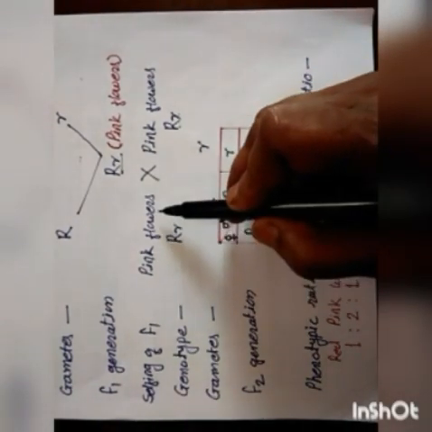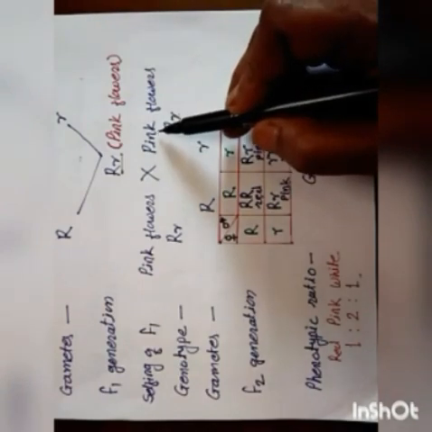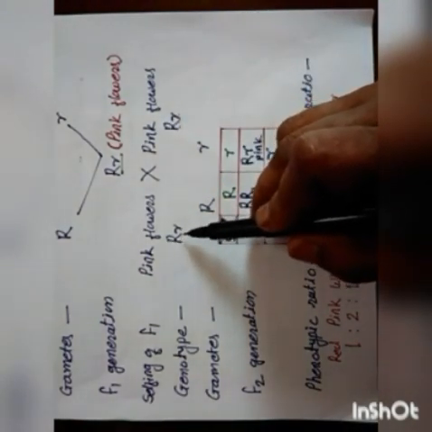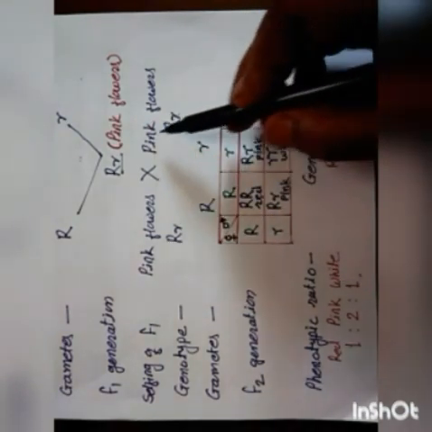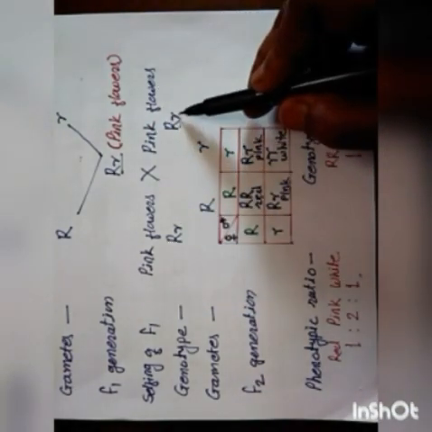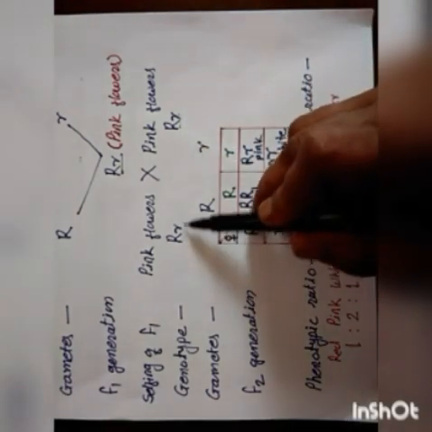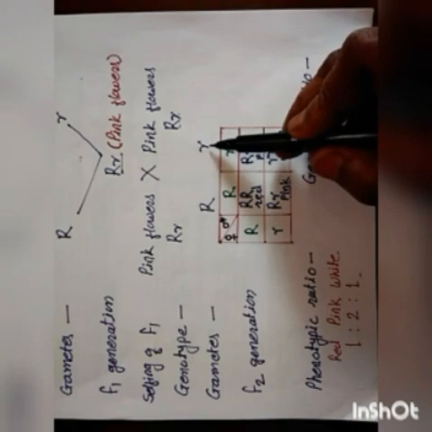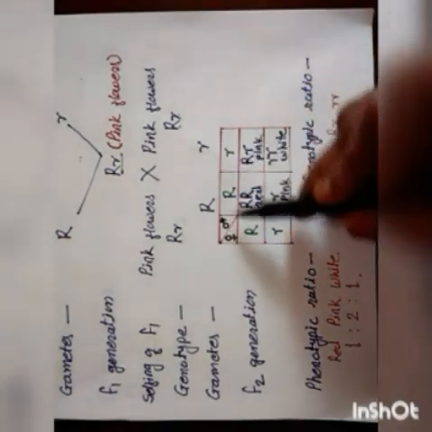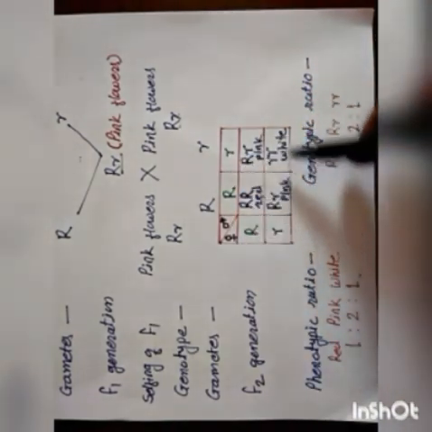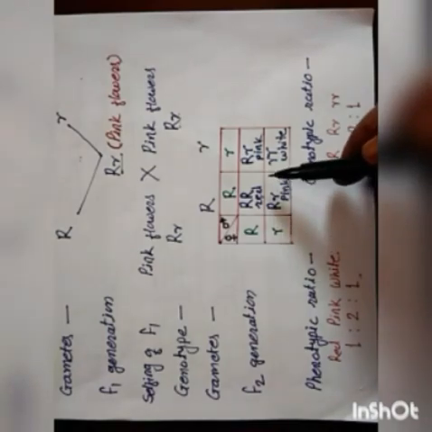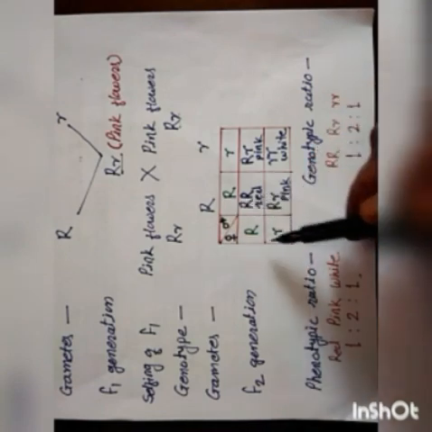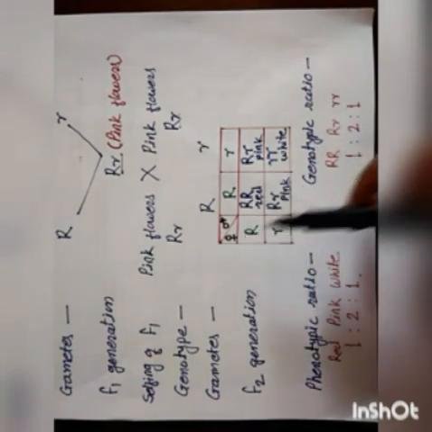See here. This pink flower plant is crossed with a pink flower plant. The genotype of the pink flower is capital R, small r. The genotype of this pink flower is capital R, small r. Then the gametes of the pink flower plant are capital R, small r. This is the F2 progeny and this is the Punnett square of the F2 generation. These are the gametes of the male plant. These are the gametes of the female plant.